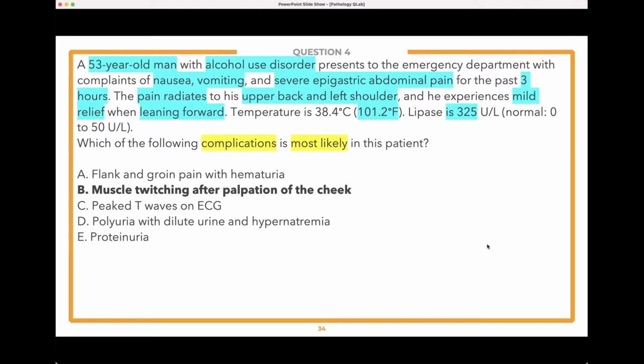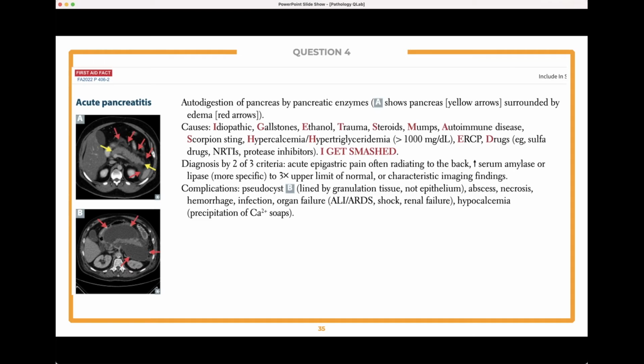Okay. Now, if we take a look at our slide on pancreatitis and our table in First Aid, we can see there that one of the causes is ethanol. Okay, so one of the causes of pancreatitis is ethanol. Right off the bat, they told us this patient had alcohol use disorder. We also see there that some of the diagnostic criteria, epigastric pain radiating to the back, increased serum lipase, are all things our patient had.